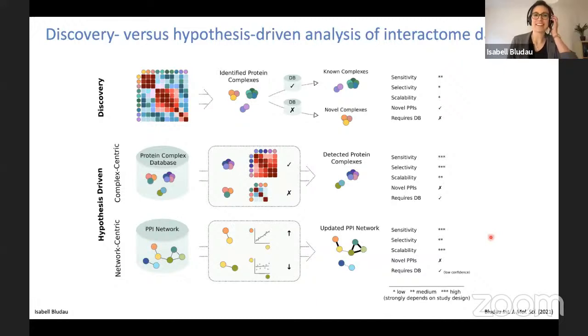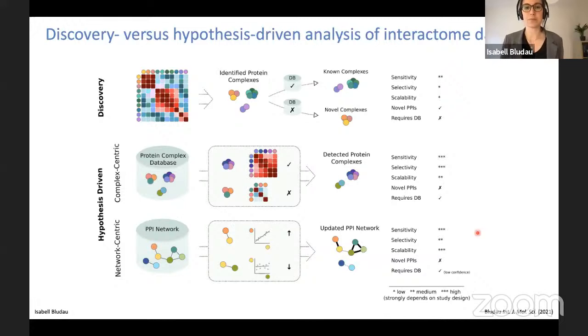One thing that I would like to highlight as well is that the world is not completely black and white, and actually there are also hybrid approaches where you can think of combining discovery and hypothesis-driven approaches, similar to direct DIA strategies in the analysis of DIA, but I will not go into too much detail about this here.